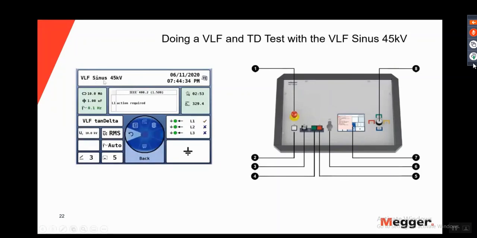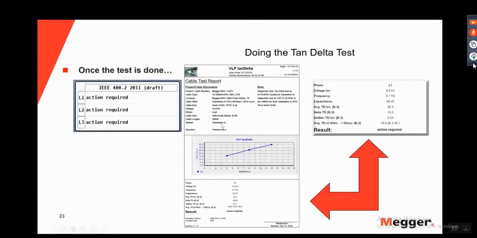So here it's a VLF Sinus 45 unit, it has a date and time stamp for you so that you never lose that data. It has the standard that you'll be using, in this particular case 400.2, 1.5 times L1, action required. Of course, here's the VLF tan delta. And this is your jog wheel as you use your mouse. It's telling you the phases that you've already done, that you're grounded, and so on and so forth. This is doing a tan delta test.